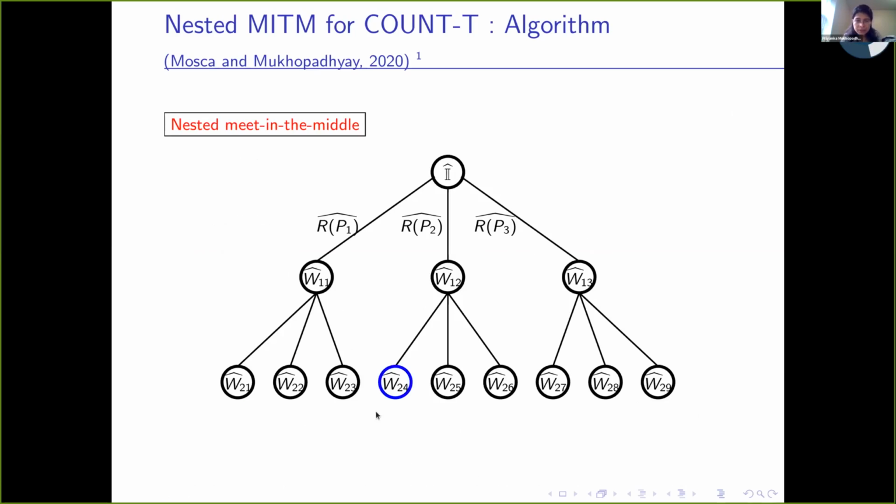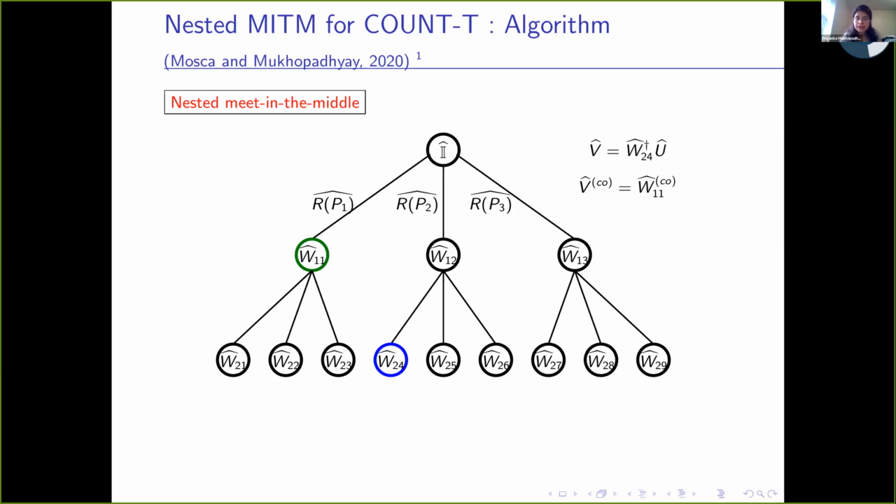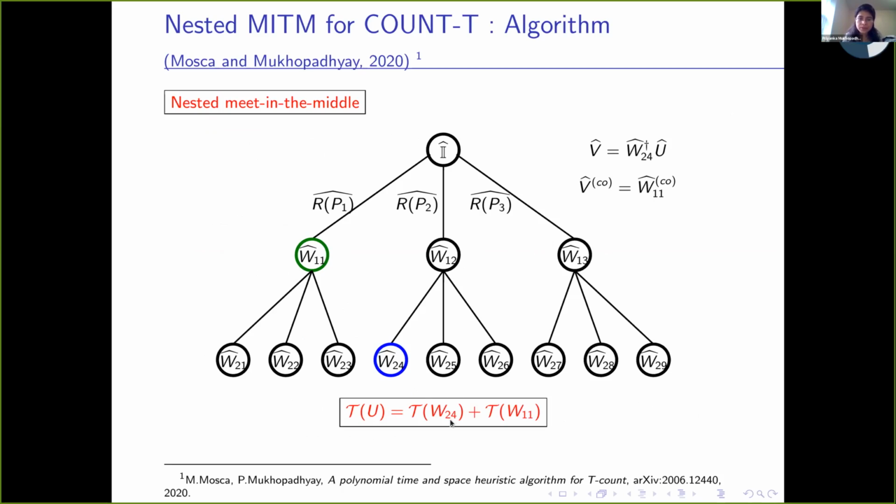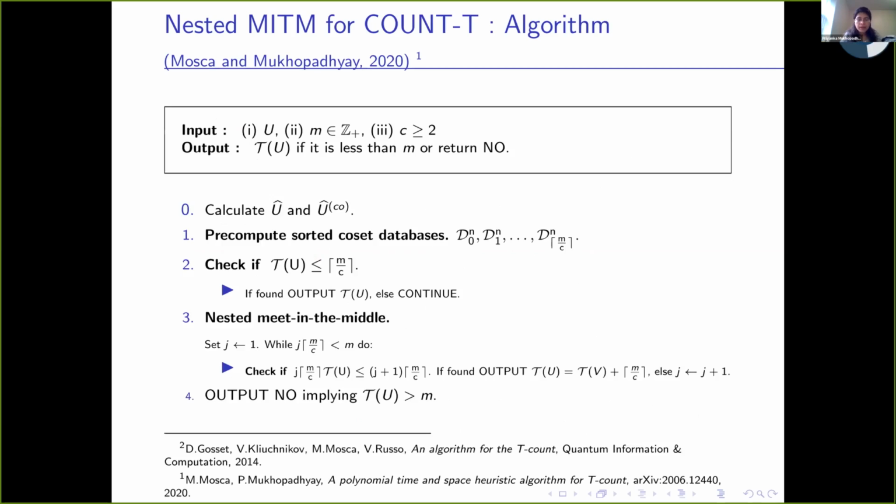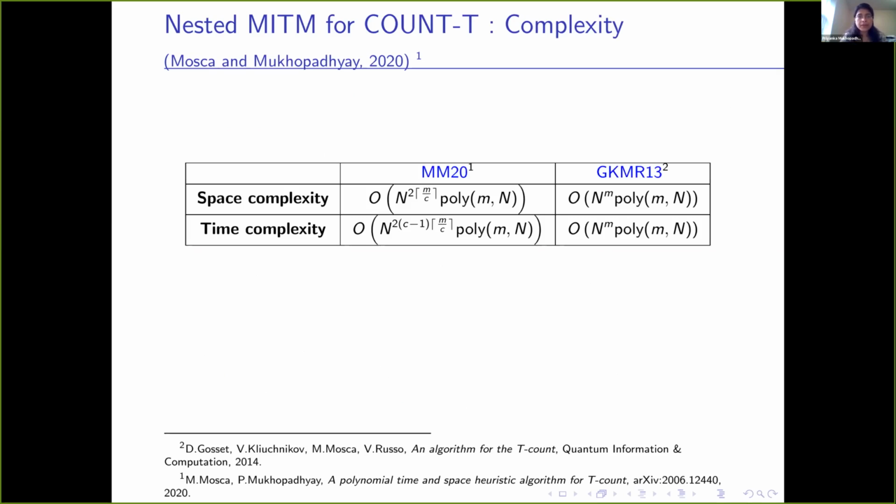For example, suppose this is one unitary with Tcount, in this case, 2. And if we now calculate v hat, and we see that W11 is another unitary which has the same Coset label, then we can say that the Tcount of this unitary is the Tcount of W24, that is 2, plus W11, which is 1, so 3. And if we do not find any such label after all these iterations, then we say that the Tcount is more than m. So for c equal to 2, this is basically the MITM technique of GKMR. Now, this is a comparison between the complexity of our algorithm and GKMR. We see that we have a reduced space complexity at the cost of some increased time complexity. But this gives a time-space trade-off for MITM techniques when used in these kinds of algorithms.